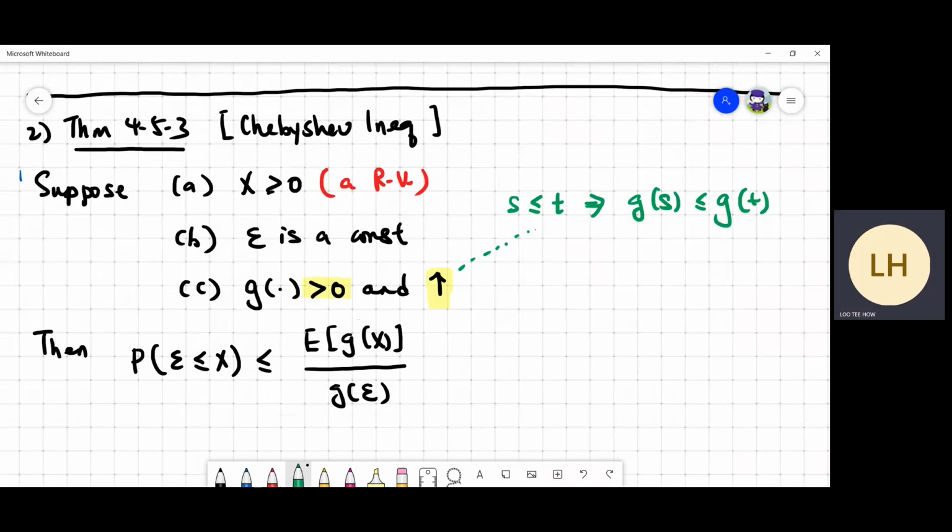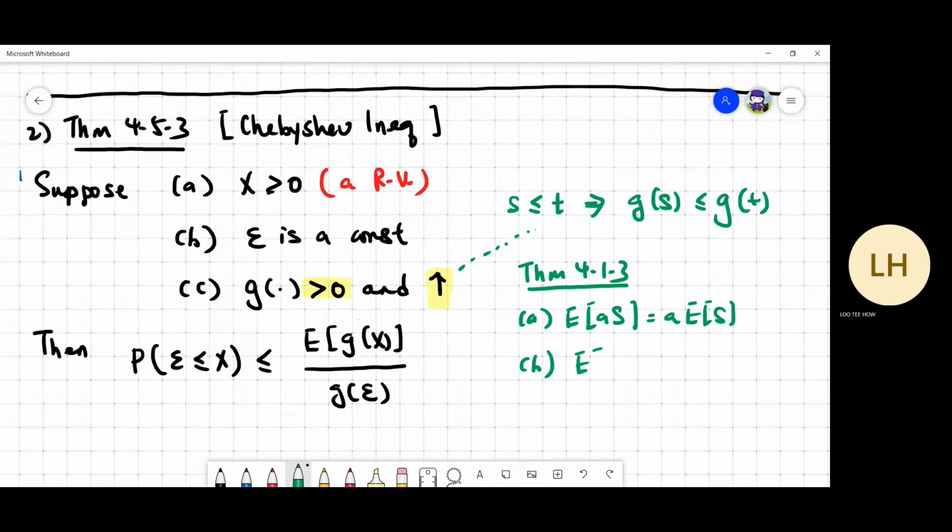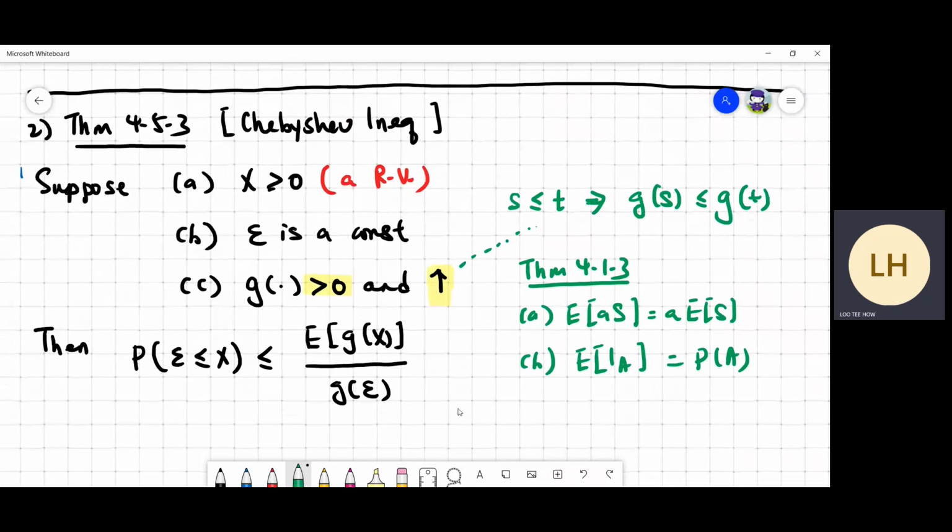And again, we need to recall the same theorem that we applied just now. First of all, E of AX is equal to A times E of X, same as the previous proof. And B, the expectation value of the indicator function 1_A equals P of A. By using all these properties, we can now prove these theorems.